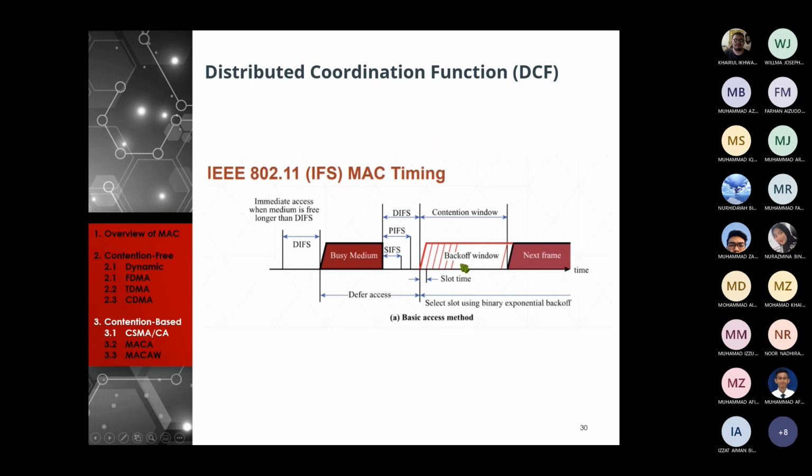Okay, so kat sini kita nampak ada backoff window. Macam kita dah ada satu slot time kan. So, inilah kita panggil contention windows. Right. So kita boleh tengok sini ada busy medium, ada next frame. Right. Basic access method lah.